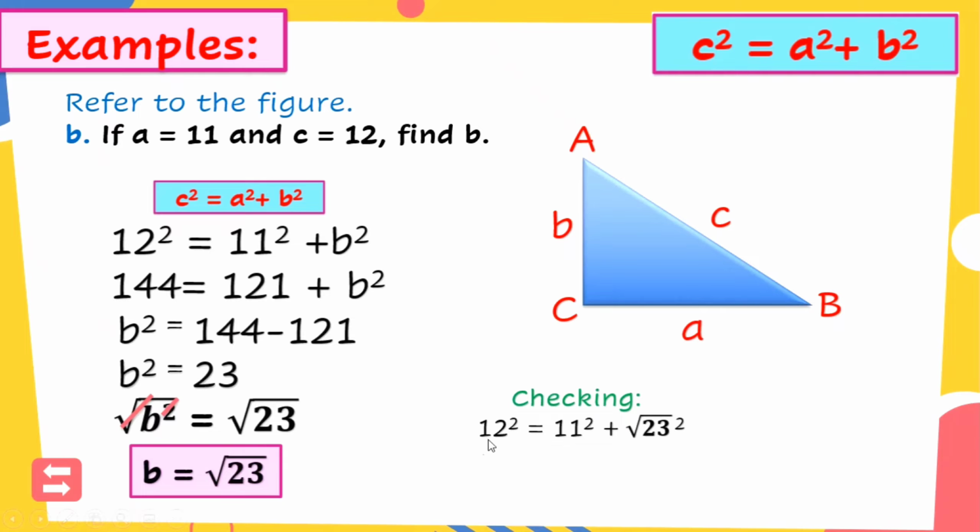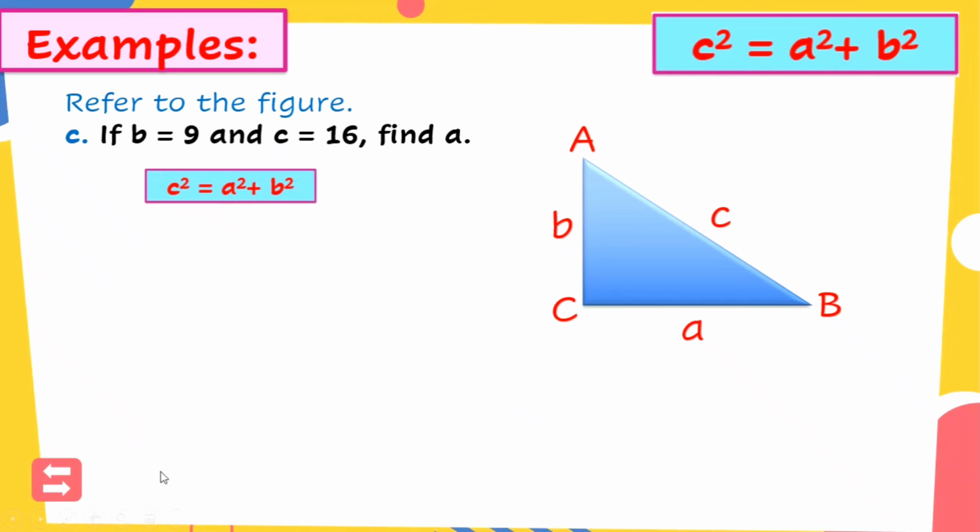Let's do the checking. So, 12 squared, yun yung ating C, is equal to 11 squared plus square root of 23 squared. So, makakancel na yan. 12 squared is 144 and 11 squared is 121. Dito naman, ang mangyayari is makakancel yung square root. That's why we have 23. 121 plus 23 is 144. So, makikita ninyo, equal sila. Therefore, our answer is correct.